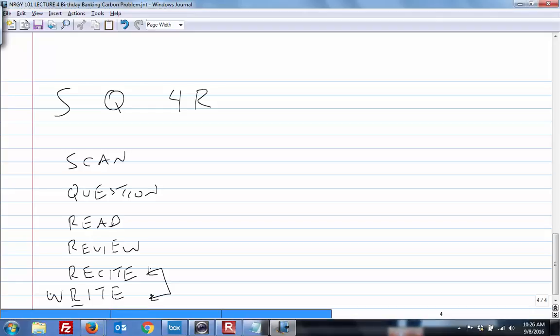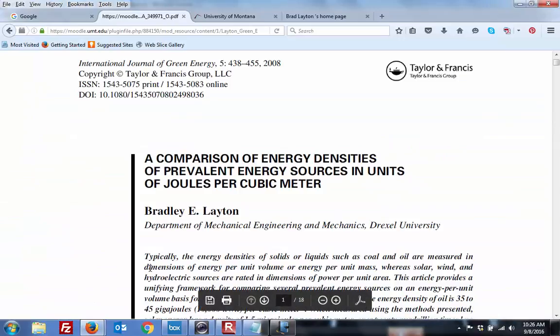A lot of people just start reading the thing word for word. Don't do that. Scan through it first, ask some questions, and once you've got those questions in mind, you'll dive into it, and those are the answers you'll find when you're reading it. So that's my simplistic way to get through that.